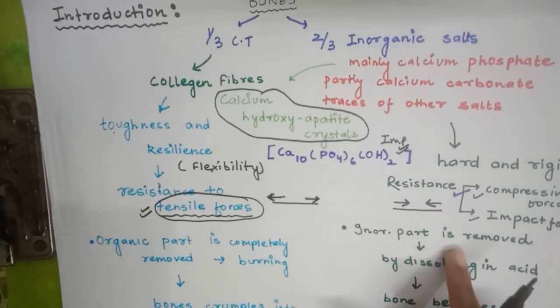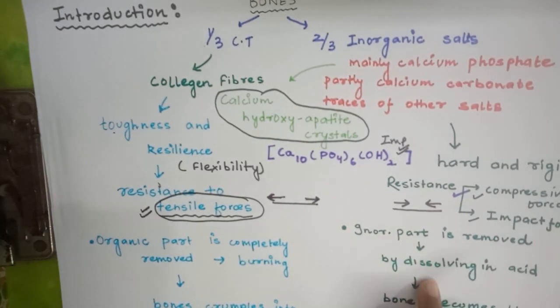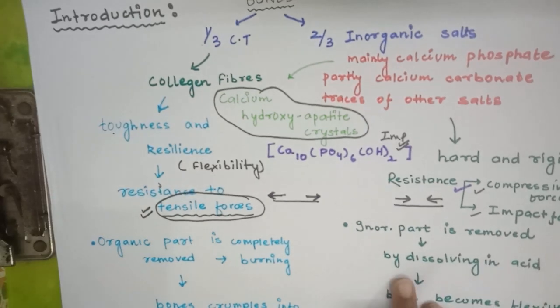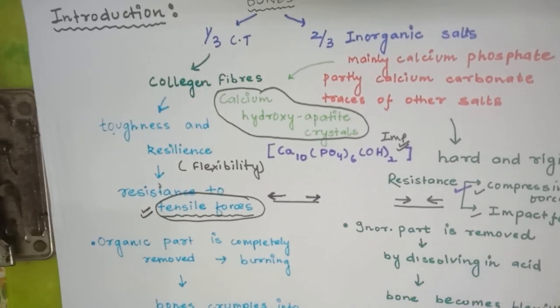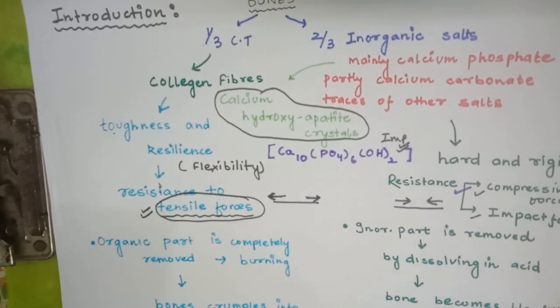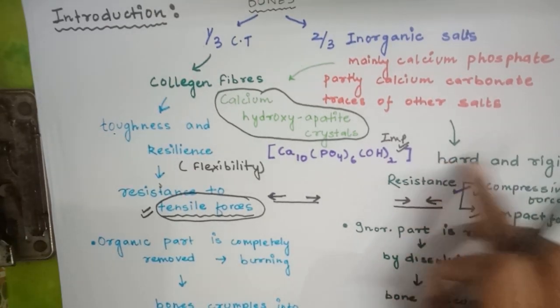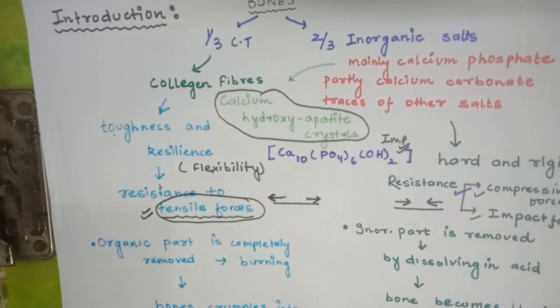And what will happen if the inorganic part of the bone is removed? The inorganic part of the bone is removed by dissolving it in acid. So we dissolve the bone in acid, and what will happen? Since the inorganic part provides the hardness and rigidity, the bone becomes flexible. It becomes so flexible that we can tie the bone in a knot. So this was all about the introduction of bones.